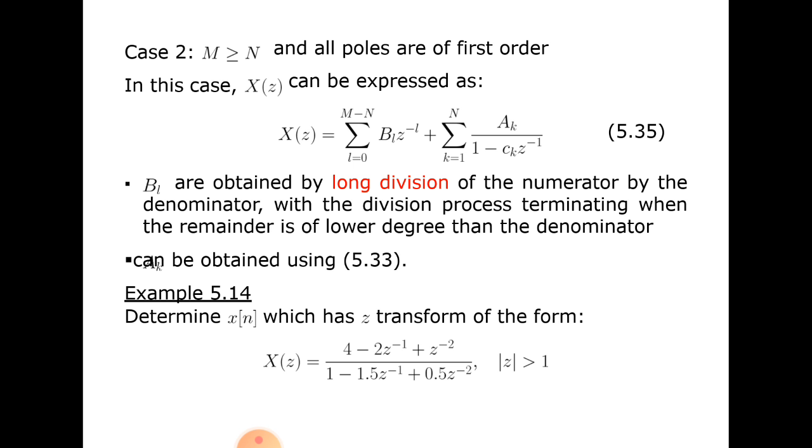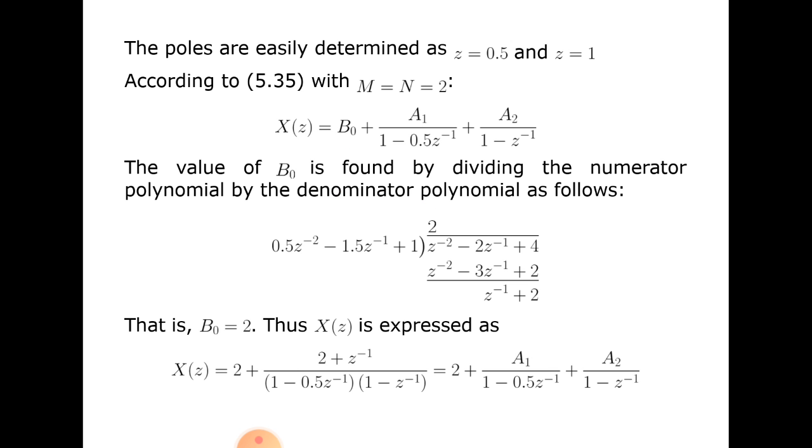Example: to determine x of n which has the transform X of z = (4 − 2z^(−1) + z^(−2)) divided by (1 − 1.5z^(−1) + 0.5z^(−2)), where modulus of z is greater than 1. The poles are easily determined as z = 0.5 and z = 1. So with m = n = 2, X of z = b0 + a1 divided by (1 − 0.5z^(−1)) + a2 divided by (1 − z^(−1)).